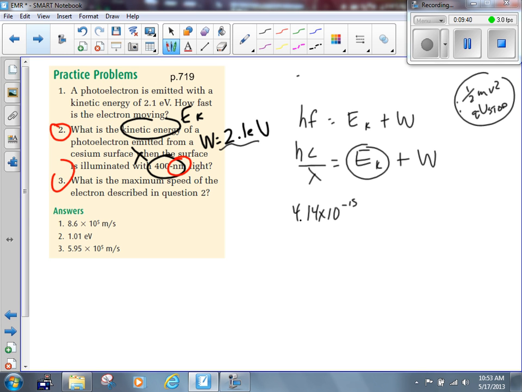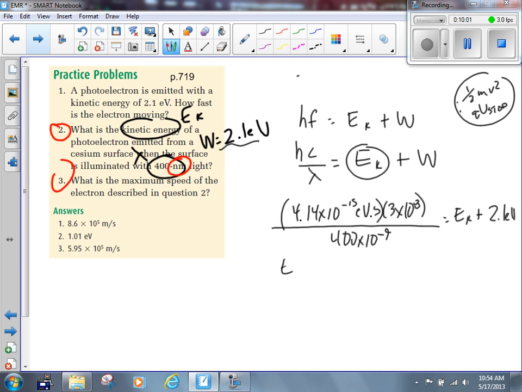4.14 times 10 to the minus 15 times 3 times 10 to the 8. We divide that by the wavelength, which is 400 times 10 to the minus 9. The work function is 2.1 electron volts. We take that 2.1 over by subtracting, and we end up getting an EK. I think it's 1.005, which is 1.01 electron volts.